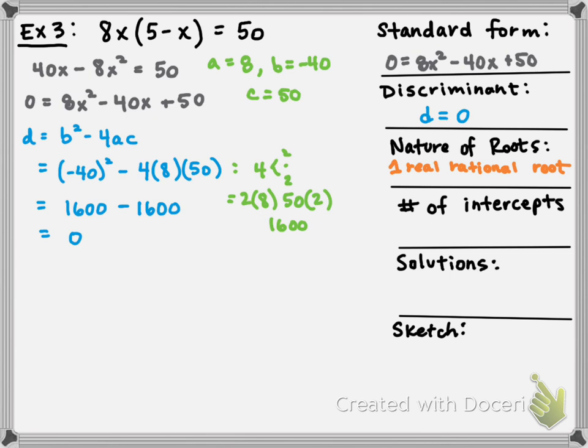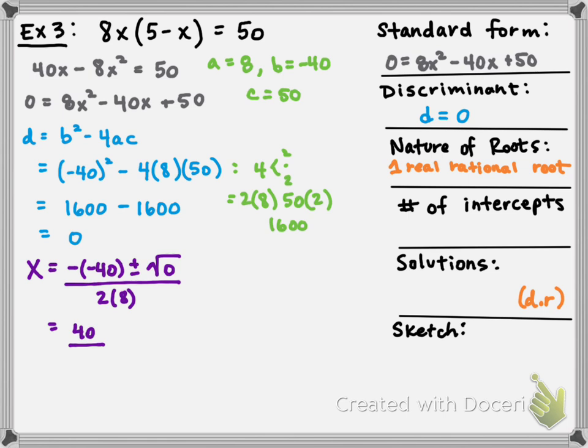And I'm going to write under solutions that it's a double root so that I don't miss that. I'm going to just write it there so I have that there. So then let's find our actual solutions. X equals negative 40 plus or minus the square root of 0, all divided by 2 times 8. Well, that's going to be 40 divided by 16, which, can I simplify that? Yes. I could take 8 out of both of them, and I'm left with 5/2.